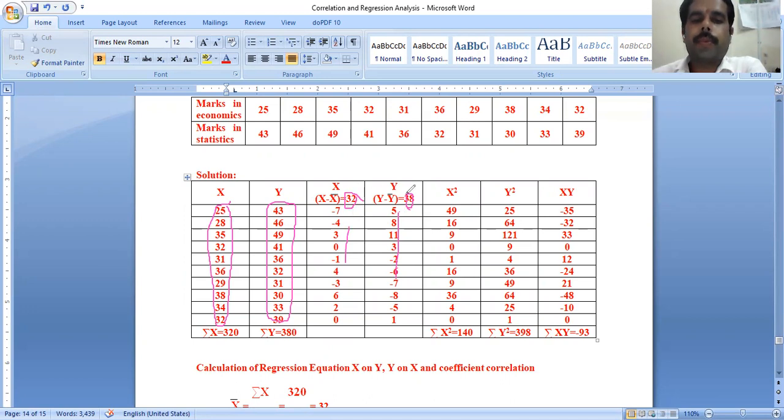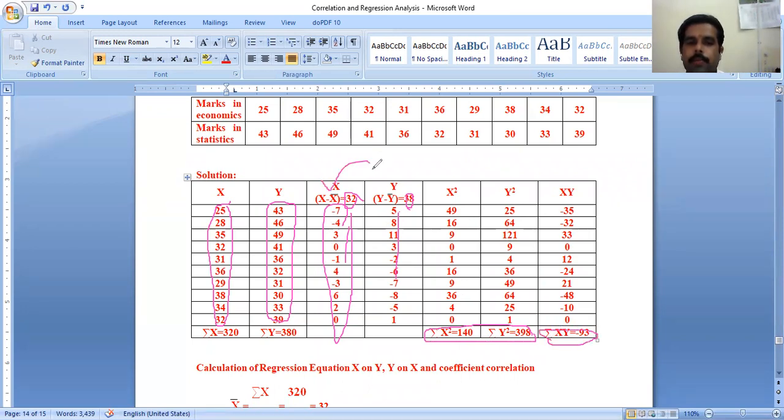Okay, then x: minus 7, minus 4, minus 7, minus 4. The next ones: 3, 0, minus 1. All these values we have to square. 7 square 49, 4 square 16, 3 square 9, 0 square 0, minus 1 square 1, 4 square 16, 3 square 9. Okay, then finally you got sigma x square equals 140, sigma y square equals 398. These two values you got, and finally you also got this one, x into y.